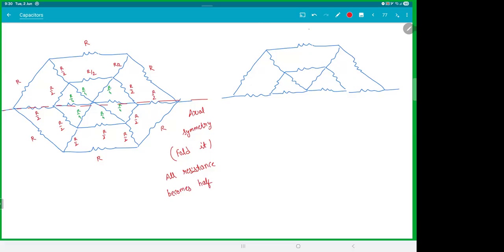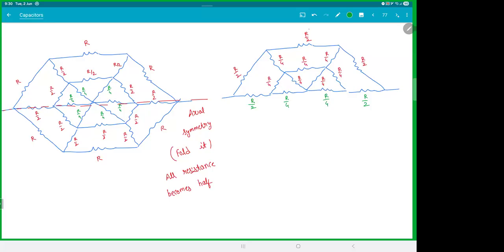Which all things will become half? Be careful now. This one will become R by 2. This one will become R by 2. This one will become R by 2. This one will become R by 4, and so on, R by 4 for each of these. And these ones in the middle will remain the same. This is R by 2. This is R by 4. Because when you fold them, nothing is falling on them.